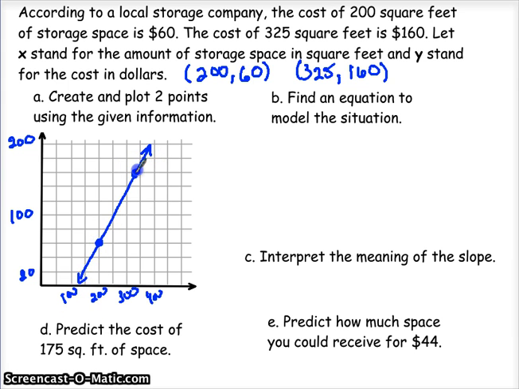And assuming that our model holds, we just need to come up with an equation for those 2 points. Now we've done that previously, so take a second, pause the video, and come up with your slope and your y-intercept and see if you can't find the equation for our line.